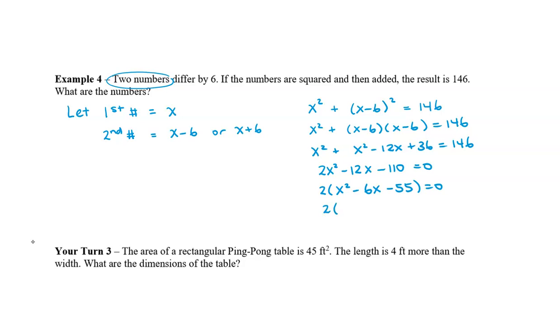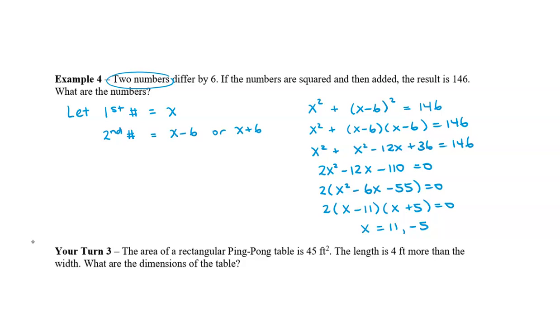And I'm going to factor this trinomial. And two numbers that multiply to negative 55 and add to negative 6 are negative 11 and 5. So x minus 11 equals 0, and then x plus 5 equals 0. So now my two solutions here are x equals 11 and negative 5. All right, so how does this work? Because I have two values of x. So in this case, we actually have two solutions, okay?